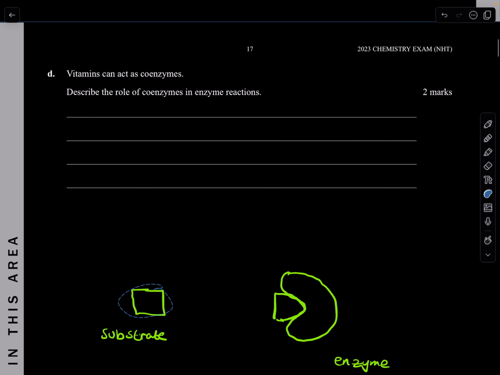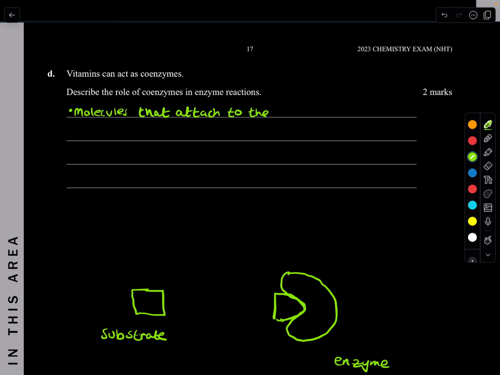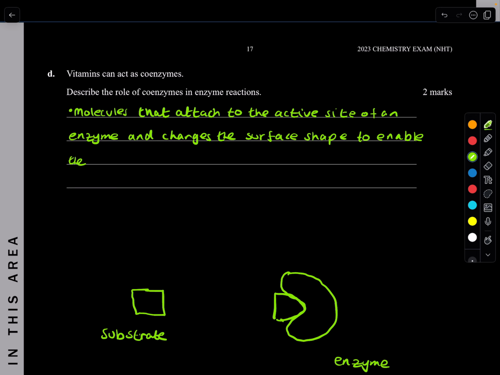Easy. So I'm going to use a different color. I'm actually going to use this one. Okay. They are molecules that attach to the active site of an enzyme and change the surface shape to enable the substrate to bind.